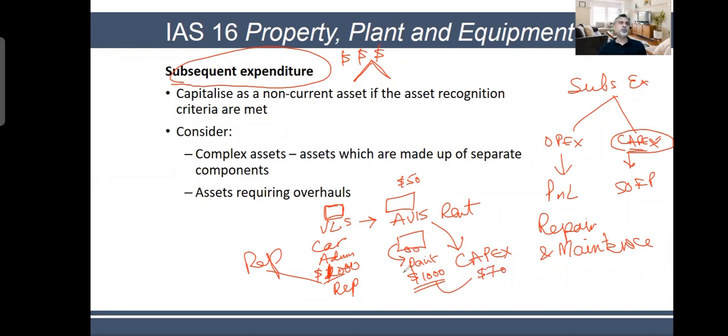So you should consider that you will face thousands of different scenarios, and every time you will have to make your judgment, and you need to see whether I am increasing or enhancing the capacity or not. If the expense is material, and if it does increase the earning capacity of that asset, then make it capex.